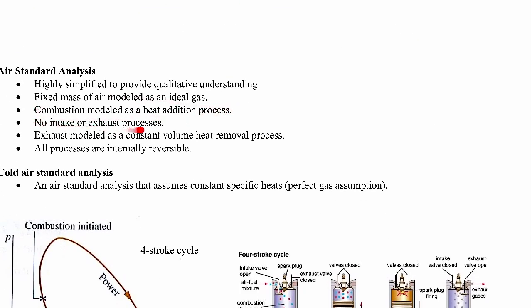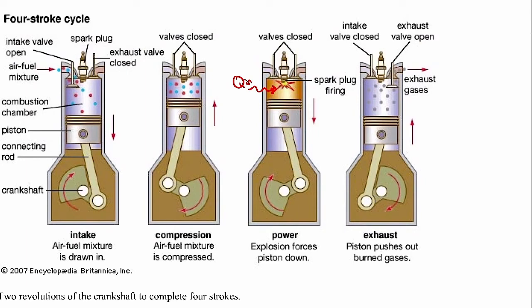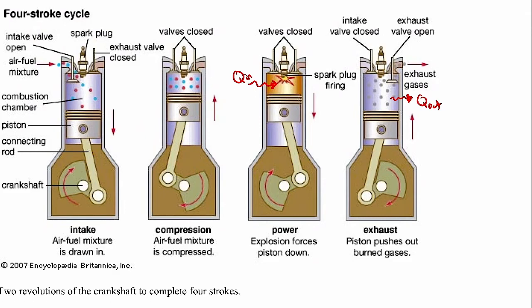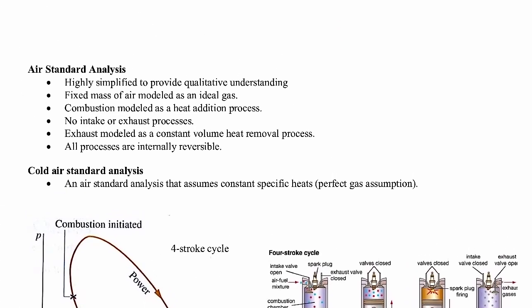I already mentioned there's no intake or exhaust processes because we're dealing with a fixed mass of air. The exhaust portion of the model is going to be modeled as a constant volume heat removal process. Once we have the combustion, the heat coming in, in the real engine, the hot combusted product air-fuel mixture gets exhausted, right? It gets pushed out of the cylinder by the piston through the valve there. That's what happens in real life, but in our model, this valve is closed, and instead we're going to get rid of the heat through heat transfer out of the cylinder. So we're not going to get rid of the air-fuel mixture, we're just getting rid of the heat. So that's that bullet point.